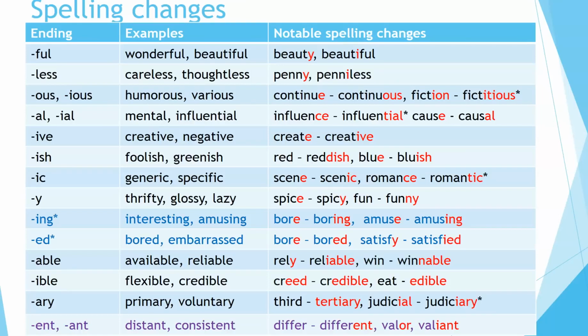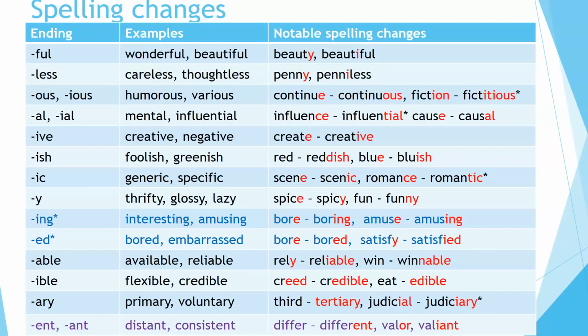AL, IAL: mental, influential. With influential, we start with influence, which ends in CE, and we change the C to a T and add IAL. Influential. Notice that with this word, there's also a stress change. For example, influence, the stress is on the first syllable. Influential, the stress comes right before the ending.